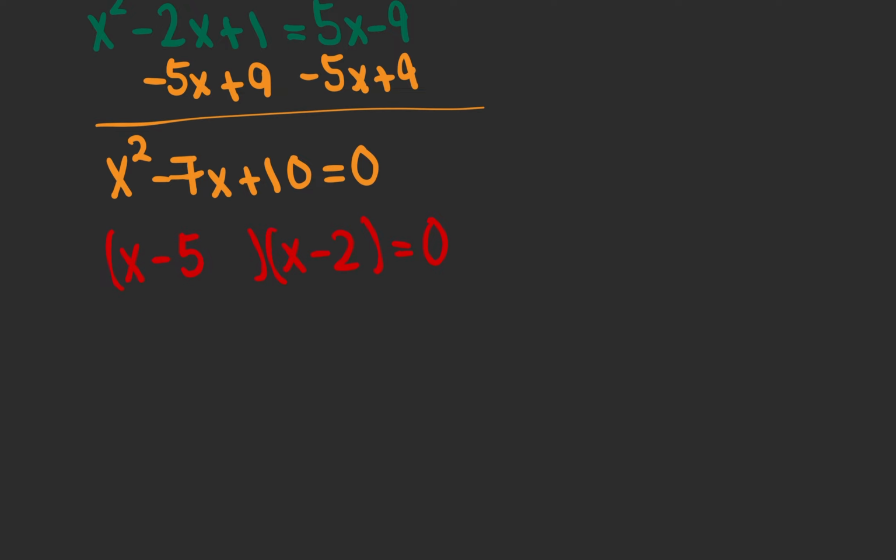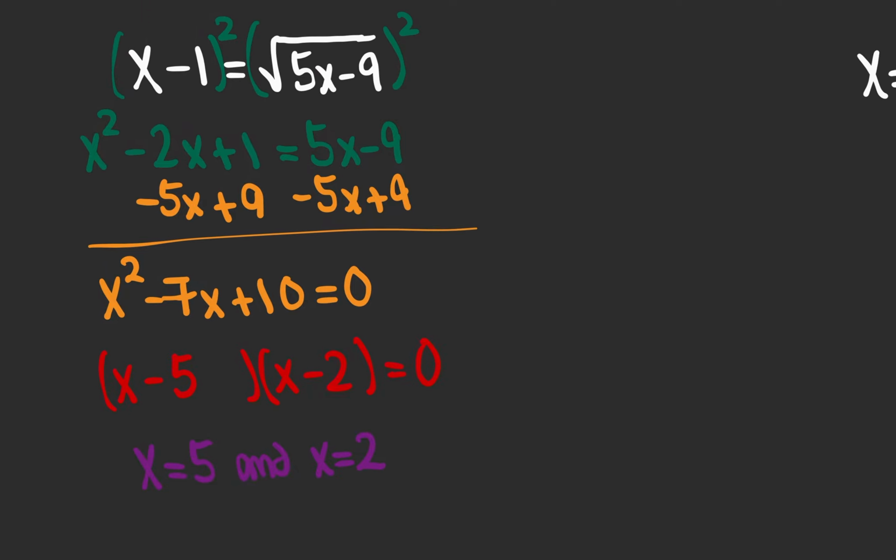So from there, and it makes sense, right? Negative 5 times negative 2 will give you positive 10. Negative 5 plus negative 2 will give you negative 7. From there, let's go ahead and set our factors to be equal to 0. So we have x equals 5 and x is equal to positive 2. And now we check for extraneous solutions.